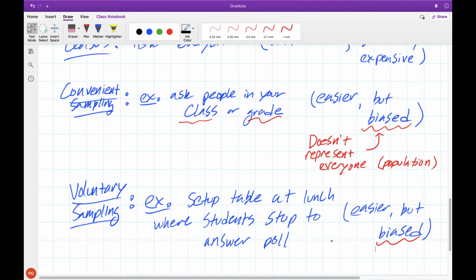If we're interested in the number of people that buy or bring their lunch, and you set up your table at lunch, the people that are going to buy their lunch probably aren't going to be there to answer your poll. And that's going to affect your results. It's not going to represent the whole population, only the population of people that happen to walk by your table and feel like answering a poll.